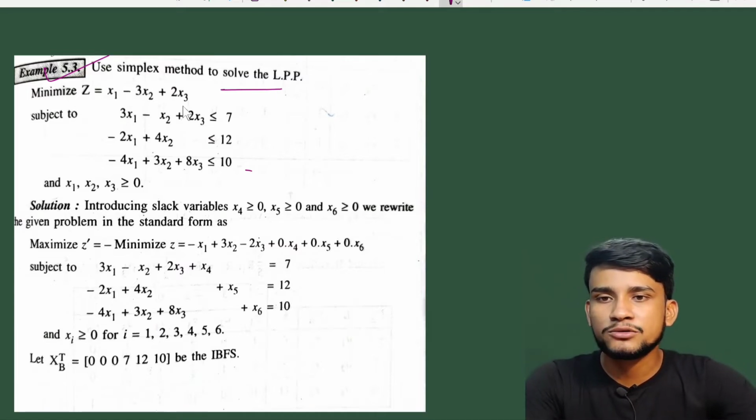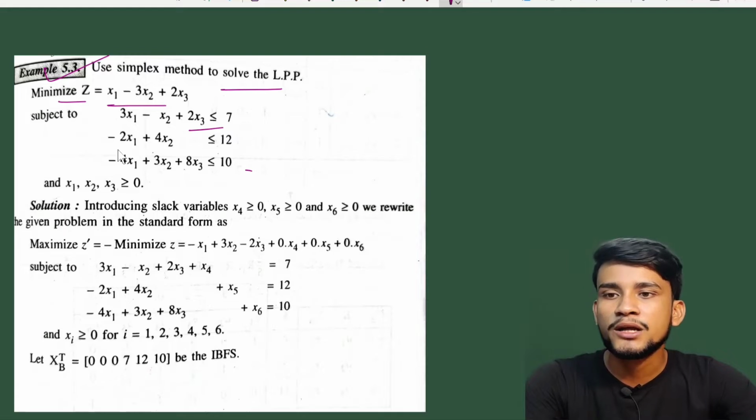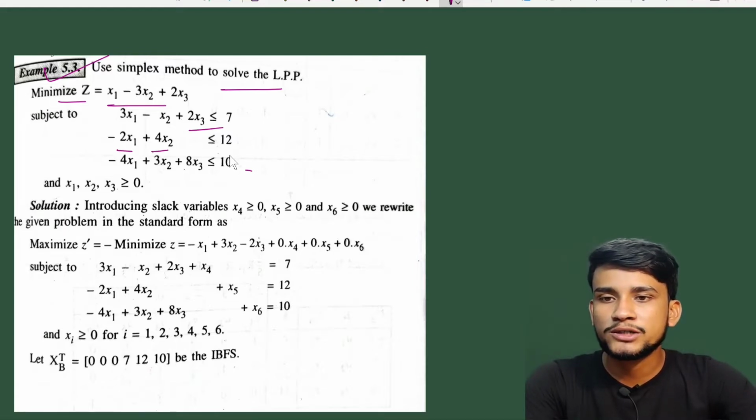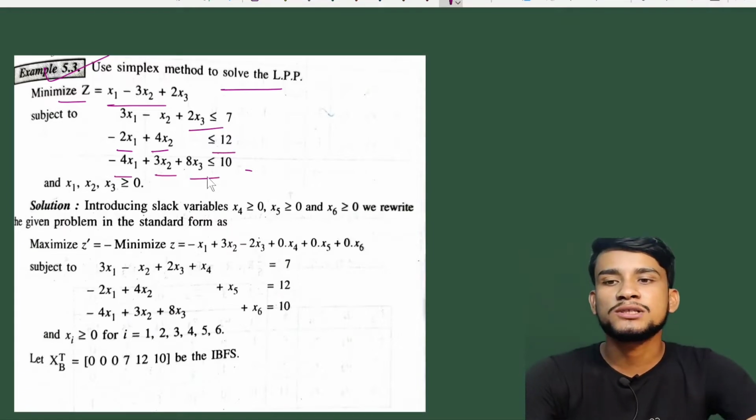Use the simplex method to solve the LPP. Minimize z equal to x1 minus 3x2 plus 2x3 subject to the constraints 3x1 minus x2 plus 2x3 less than or equal to 7, minus 2x1 plus 4x2 less than or equal to 12, and minus 4x1 plus 3x2 plus 8x3 less than or equal to 10. Okay, so this is the problem.